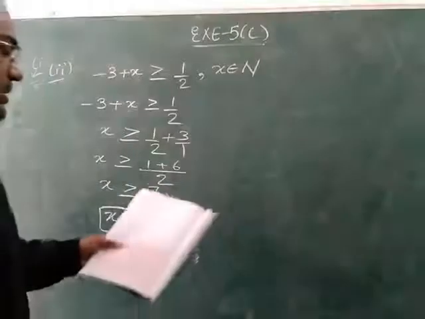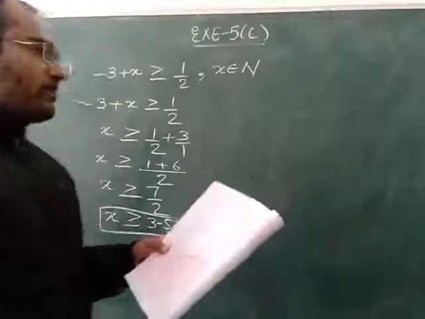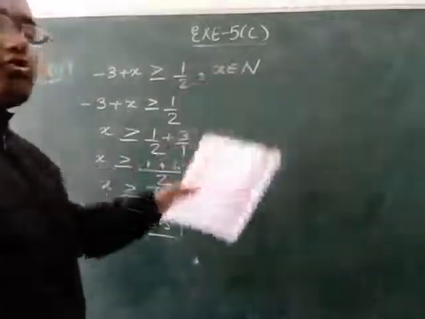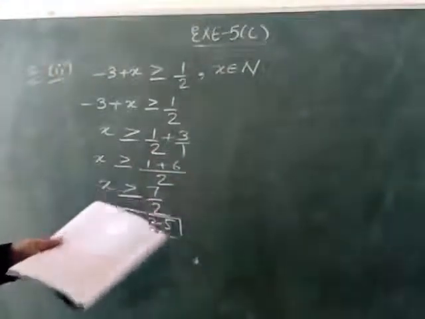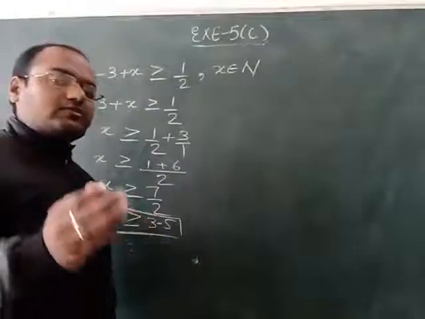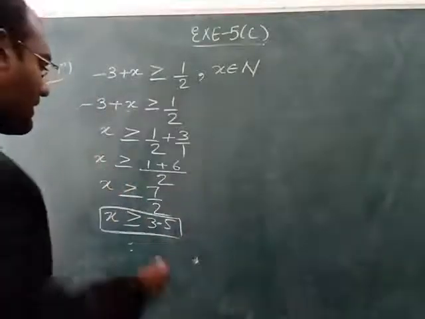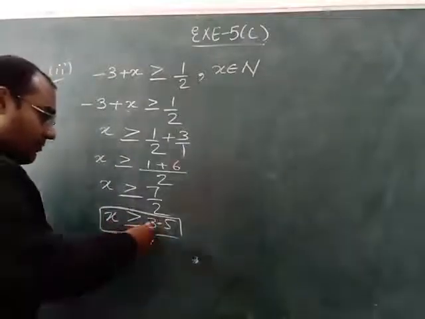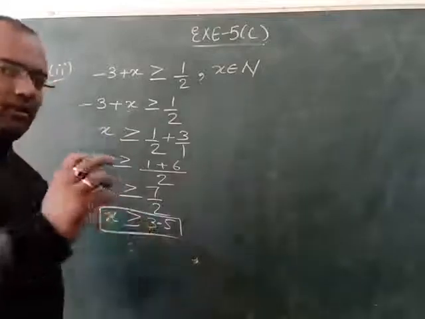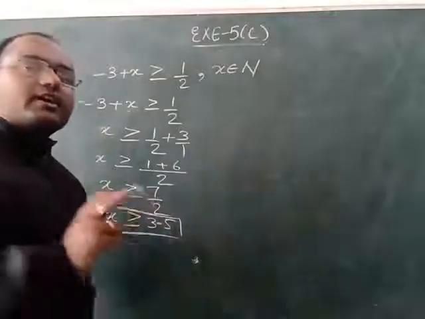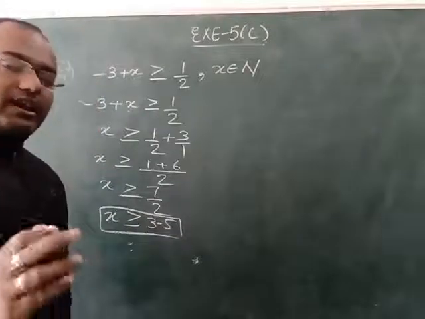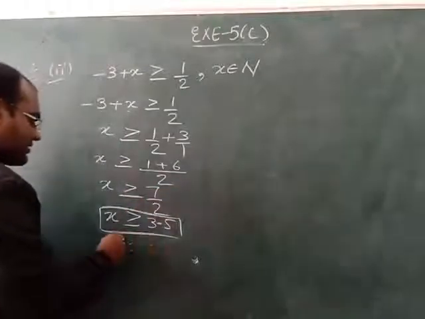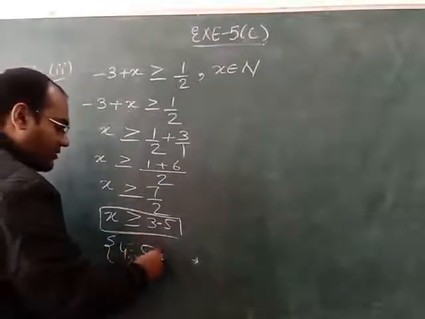Now in this question the replacement set is not given. So what we will do? Here x is a natural number. Here it is written x belongs to natural number. So natural numbers we have to write. Natural numbers are those numbers which start from 1: 1, 2, 3, 4. But here x is greater than equal to 3.5. Equal to means 3.5 also we will take. But in natural numbers we are not taking decimal numbers. This is a decimal number. So in natural numbers we will not take this 3.5. Greater than 3.5 we will take. So the final answer is 4, 5, 6.